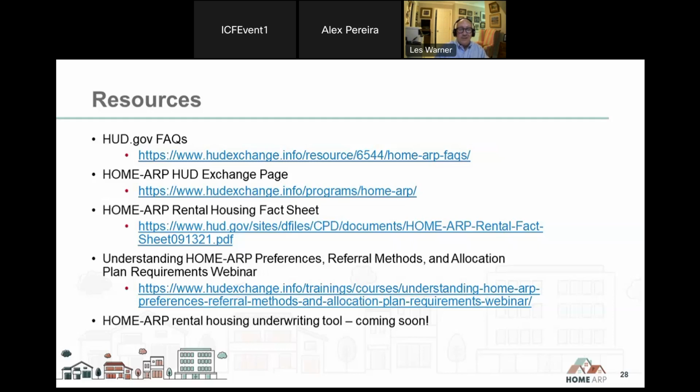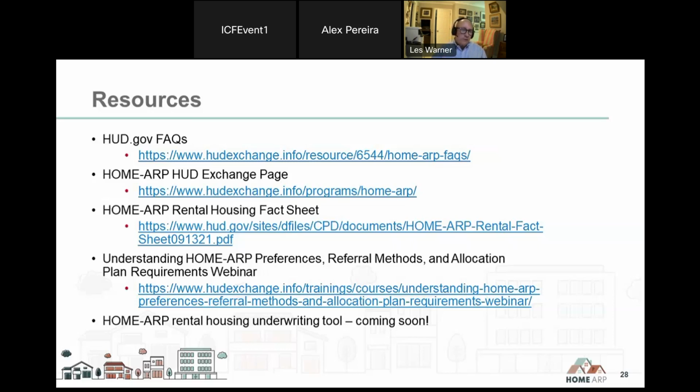There will be a lot of resources on that page, including links to training such as this training that we're in today, but also, as Alex mentioned, there's a companion piece that was done earlier on HOME-ARP development that, if you missed that, would be a good one to also participate in. There's a HOME-ARP rental housing fact sheet that I think would be helpful for folks. And then there's a whole resource on setting up preferences and referral systems, which we talked about on that tenant selection criteria that would be important. There is a HOME-ARP underwriting tool that's in development, so I'm hoping that we'll see that soon.